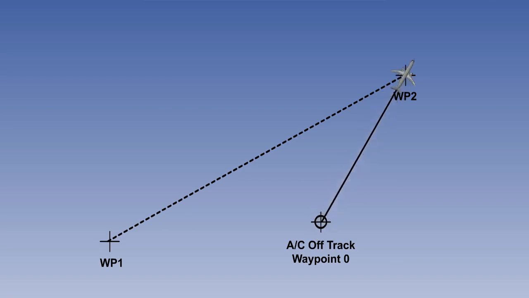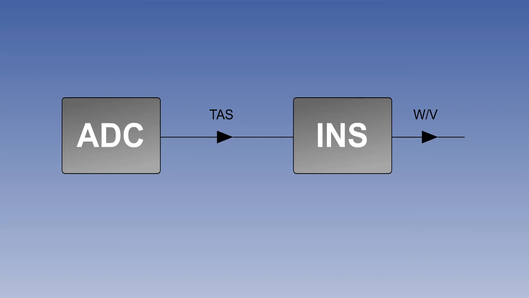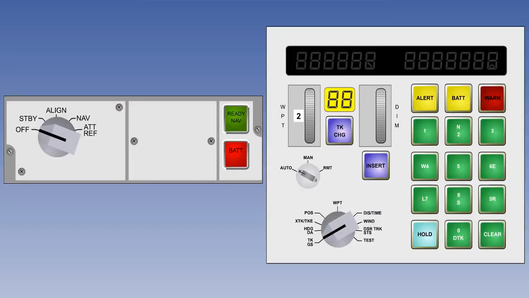Waypoint 0 gives us the facility to steer directly to a waypoint from present position instead of along a route. And the Hold button freezes and unfreezes the present position display. We also mentioned that the INS needs an input of true airspeed if it is to have the facility to compute wind velocity. Now that we know something about INS theory and also practical operation, we can go on to look at errors in the next lesson.